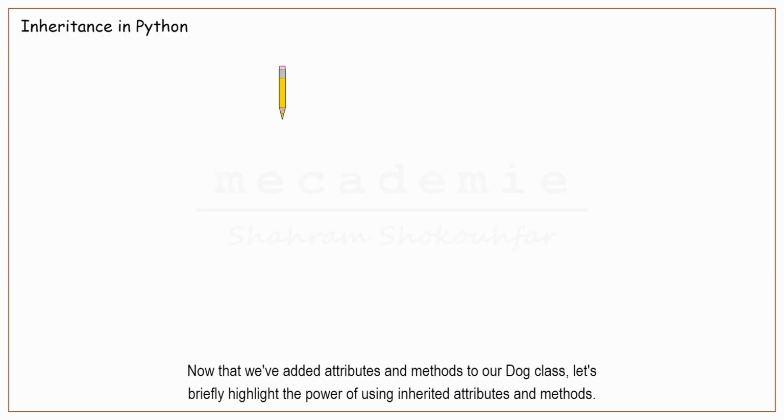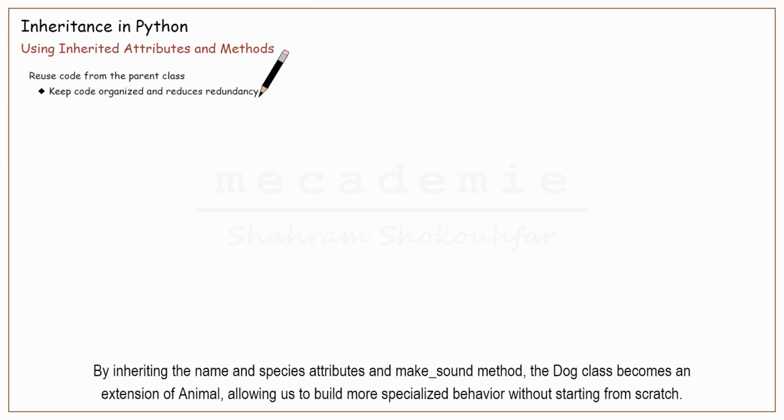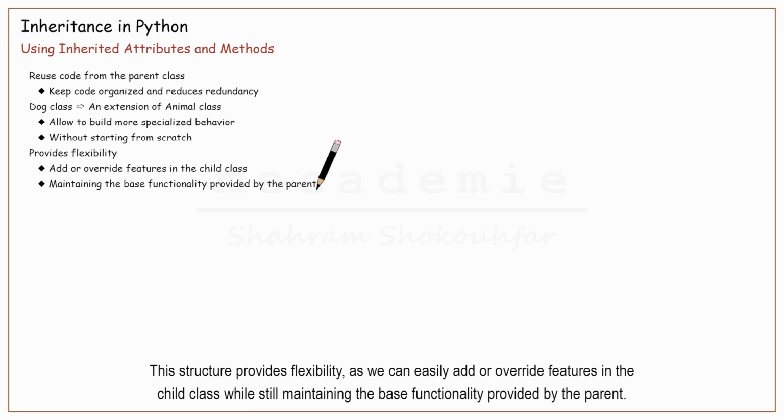Now that we've added attributes and methods to our dog class, let's briefly highlight the power of using inherited attributes and methods. Inheritance allows us to reuse code from the parent class, which helps keep our code organized and reduces redundancy. By inheriting the name and species attributes and makeSound method, the dog class becomes an extension of animal, allowing us to build more specialized behavior without starting from scratch. This structure provides flexibility, as we can easily add or override features in the child class while still maintaining the base functionality provided by the parent.